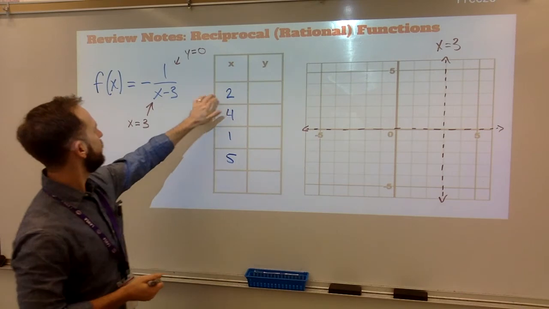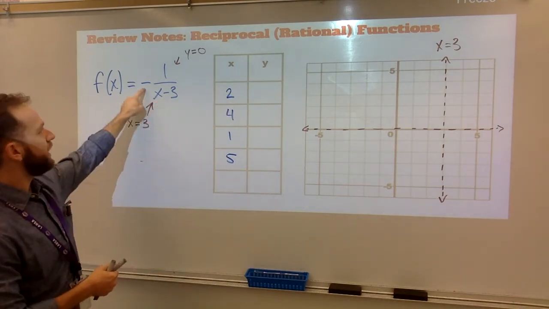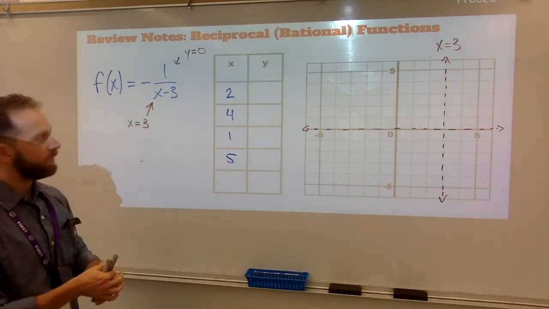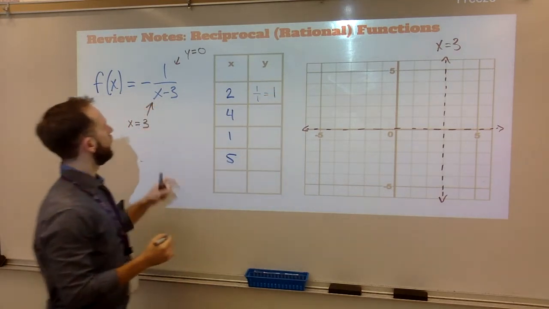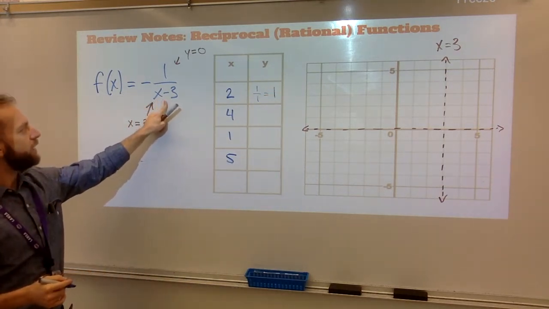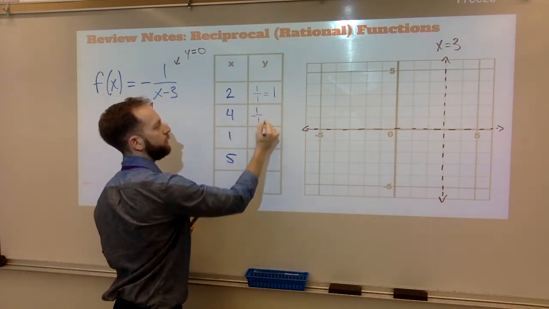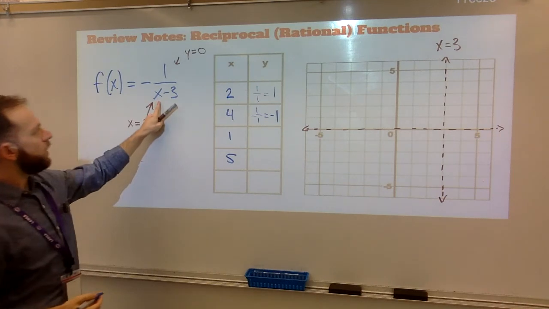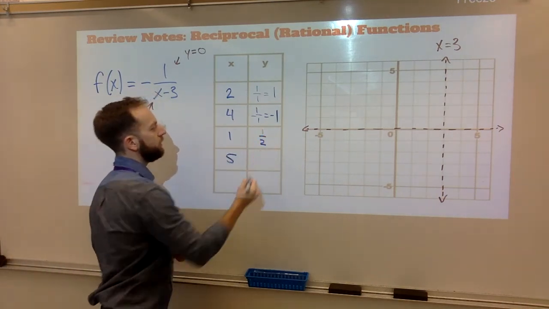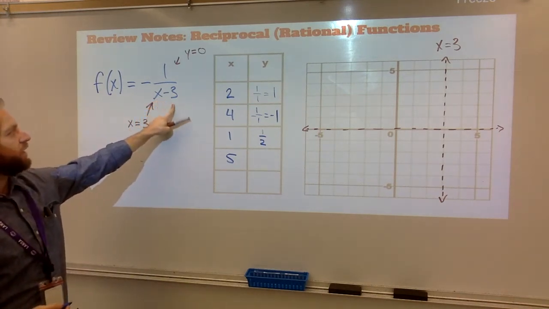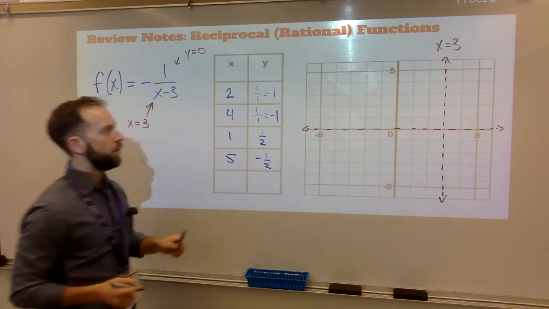Alright, so when x equals 2, you plug in a 2. That's 2 minus 3, which is -1. But there's a negative, so negative 1 makes it positive. So this will come out as +1. Plug in a 4: 4 minus 3 is +1, but this makes it negative, so this will be -1. Plug in a 1: 1 minus 3 is -2, but this makes it positive, so that's +1/2. And similarly, 5 minus 3 is 2, but negative because the negative's in front, -1/2.